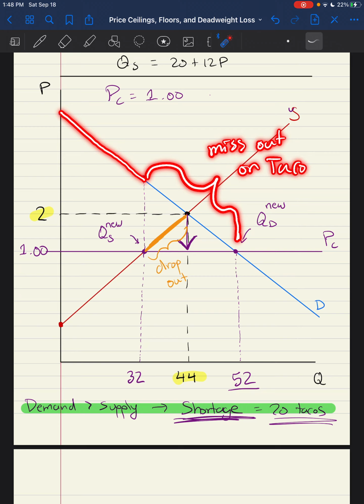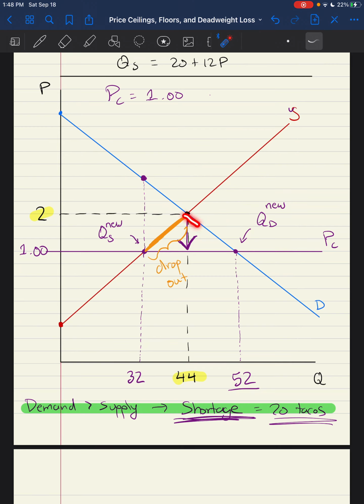So no tacos for them, okay? But we don't really care so much about these individuals right here, because in our competitive equilibrium, they were not in the market to begin with, okay? And because they were not in the market to begin with, we're only really going to consider these individuals, right? Because these individuals who were in the market before, they're not getting tacos now, because there's a shortage of tacos because of this binding price ceiling.